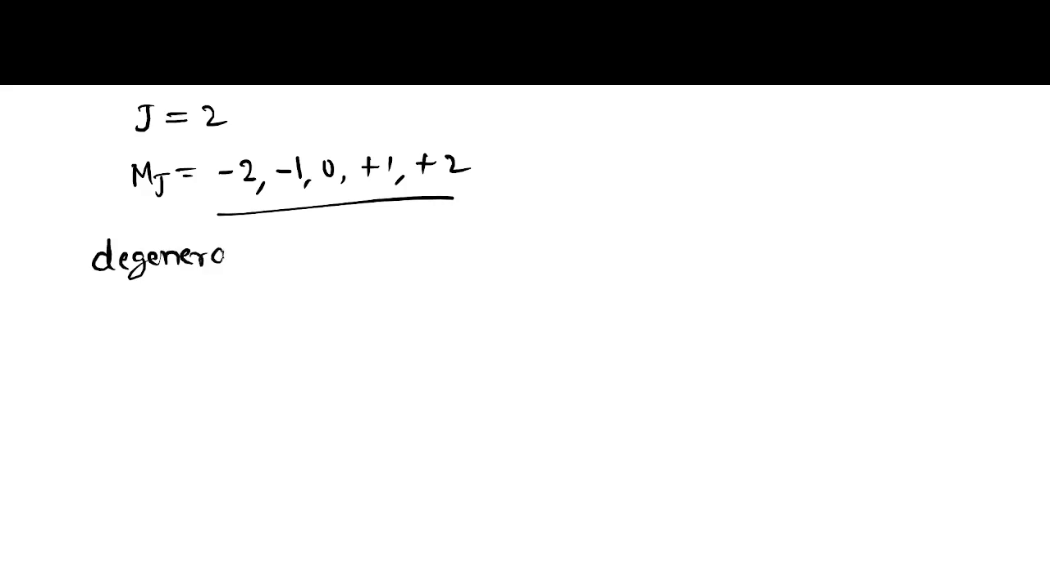So let's take another example, j equal to 2. What can be the possible values of mj? mj will be -2, -1, 0, +1, +2. We will have 5 values. Or we can calculate the degeneracy: 2j plus 1, that is 2 multiplied by 2 plus 1, so we will have 5-fold degeneracy.